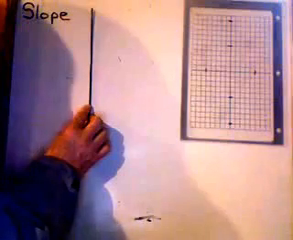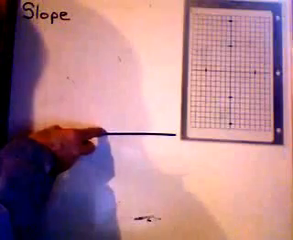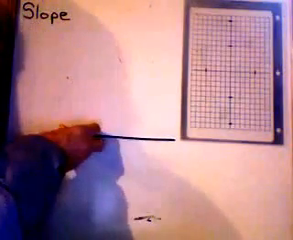So one way to think about it is no slope. And no slope and zero slope are different, okay? I know zero often means nothing, but you must consider that they are different.